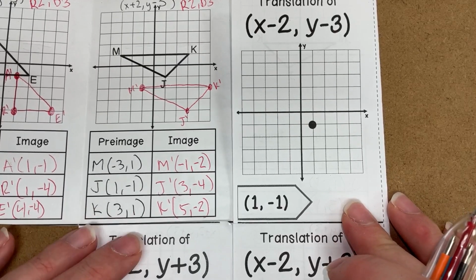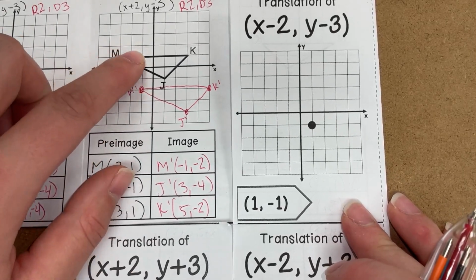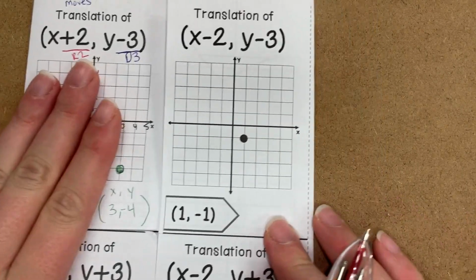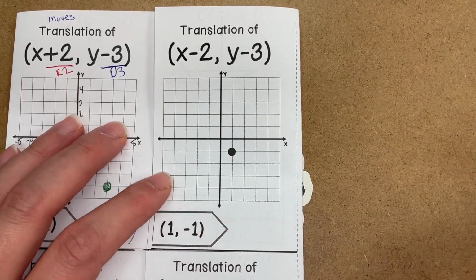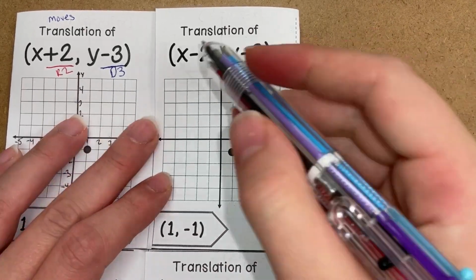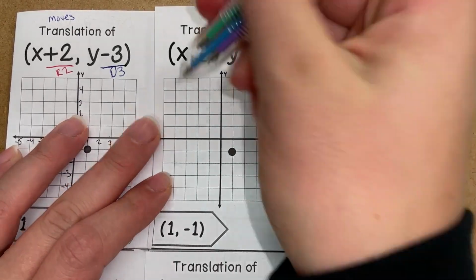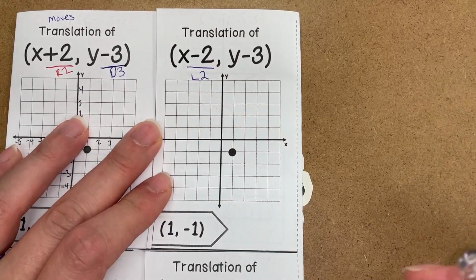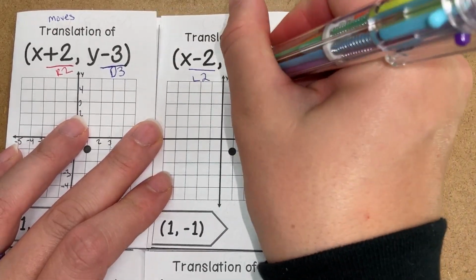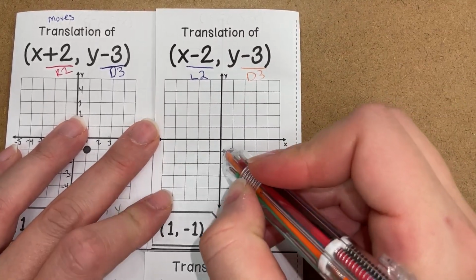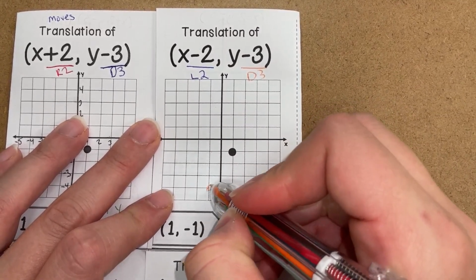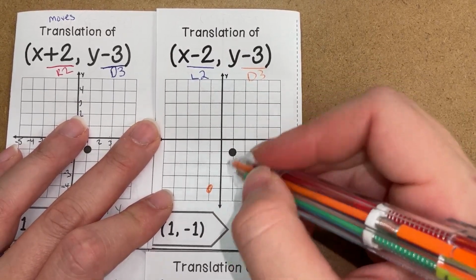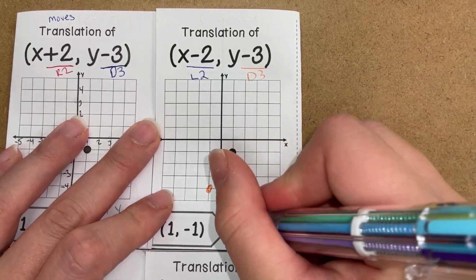All right, hopefully you got those points and your image, all of the points moved just right 2 and down 3. Okay, here's the next one. We have -2, -3. So -2 here means left 2, and -3 means down 3. So if I go left 2, down 3, there's my new point, and that point is -1, -4.